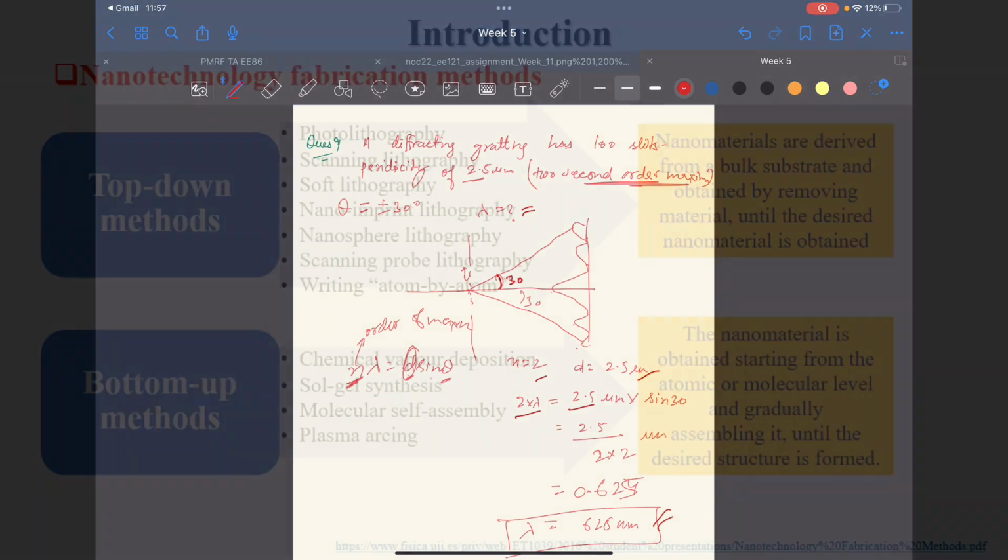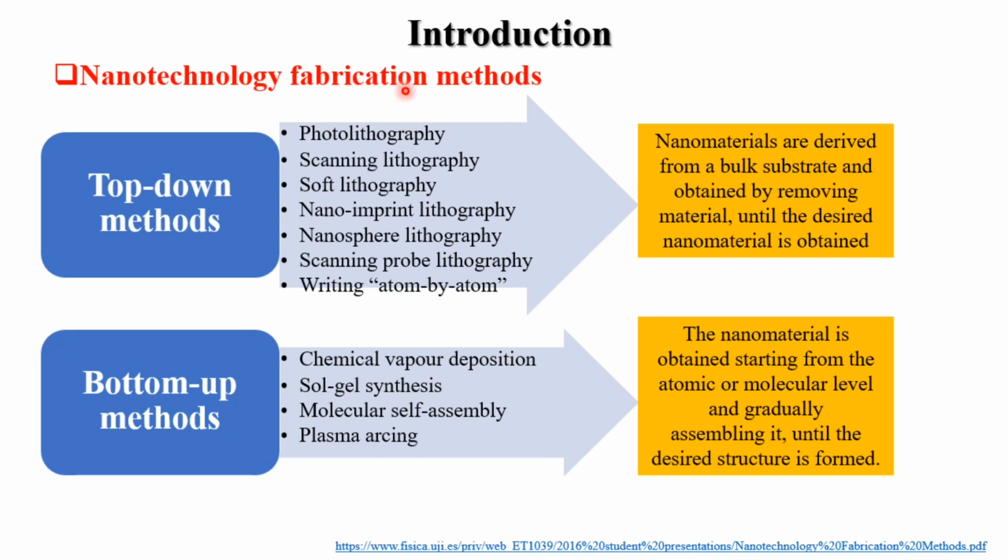So if we see the fabrication methods for nanomaterials, broadly they are divided in two parts: top down methods and bottom up methods. Top down methods include photolithography, scanning lithography, also known as e-beam lithography, and soft lithography. So all the lithography parts come in the category of top down methods, in which nanomaterials are derived from a bulk substrate and obtained by removing material until the desired nanomaterial is obtained.